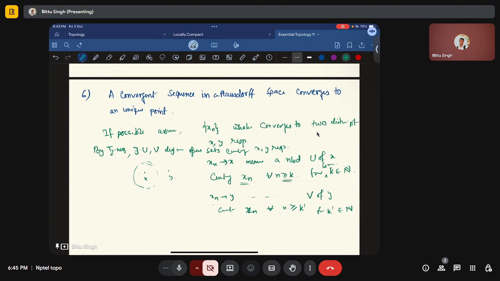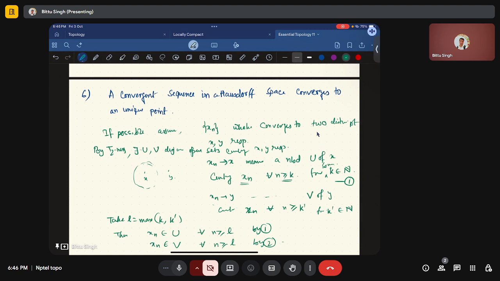If we take the maximum of k, k dash, then xn from 1, take the maximum of k, k dash, and denote this by some L. Then xn belongs to U for all n greater equal to k, right, by U. And similarly xn belongs to P for all n greater equal to L by U.